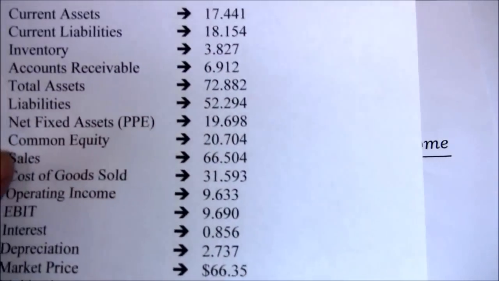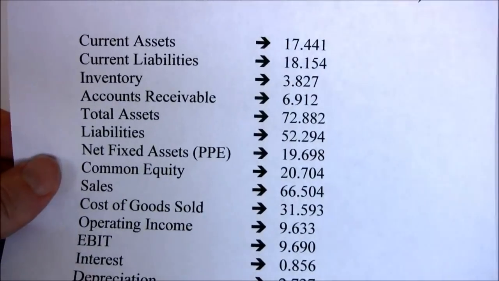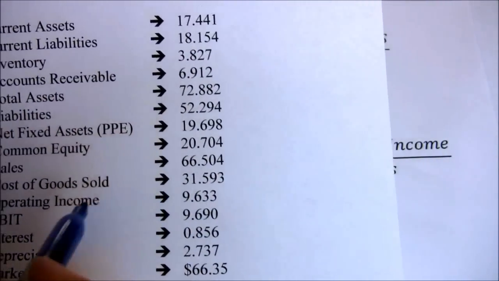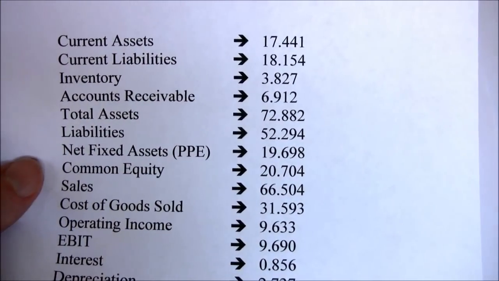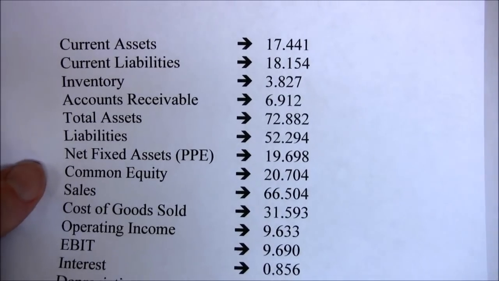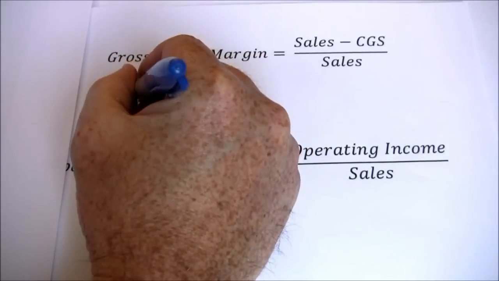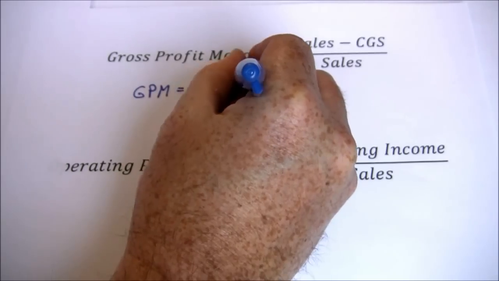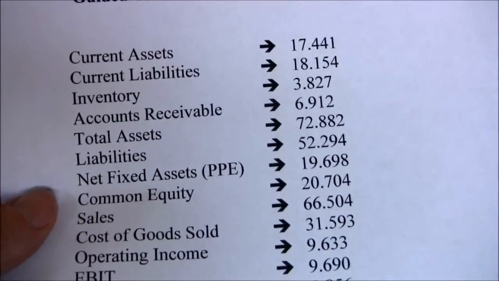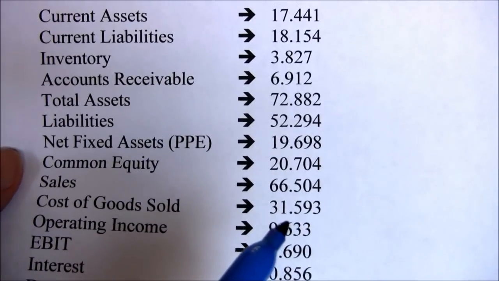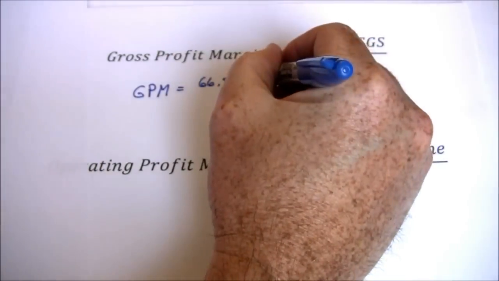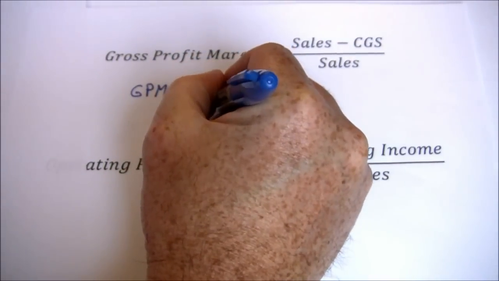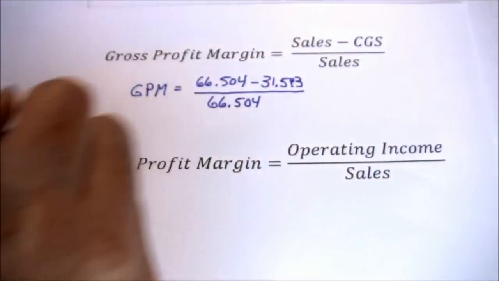So we go to our data set. We need that sales data. Sales is $66.504 billion. Remember, all these values are in billions of dollars for Pepsi, and they come from the 2011 financial statements. So our gross profit margin is equal to 66.504. Now we need to take out the cost of goods sold. Cost of goods sold is $31.593 billion. And divide again by the sales, which was $66.504 billion.